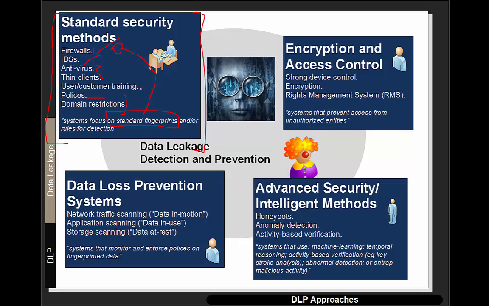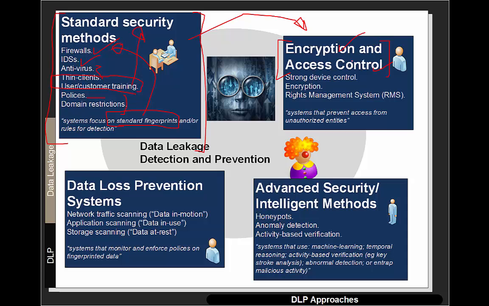Along with this, better user and customer training is one of the standard training methods that we have. In the form of prevention, we need to make sure that we use strong encryption and access control for all our entities, for all our data, to make sure that the rights are defined on access and also that the data is kept secure.